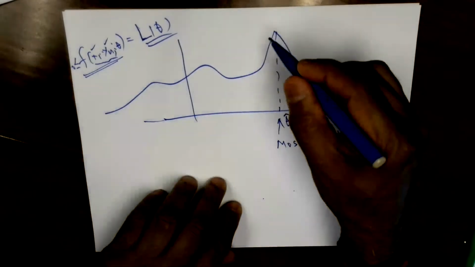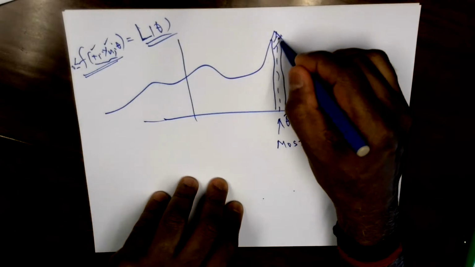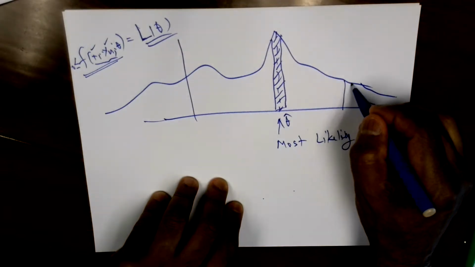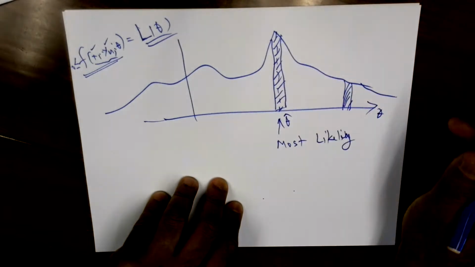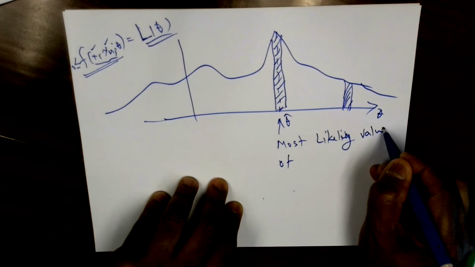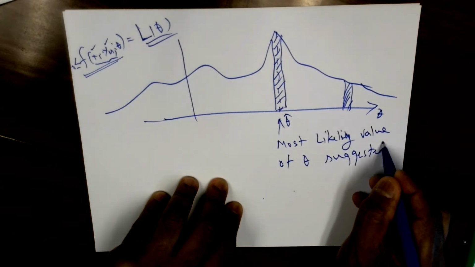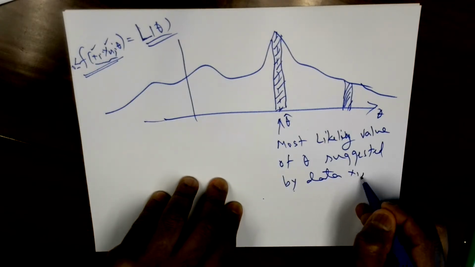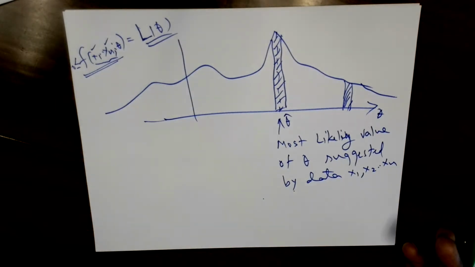has the maximum probability, because if I take a small region around that, this one is more than taking such a similar strip anywhere else. So the most likely value of theta suggested by the current data. Of course, if you make different measurements, you will have a different value. So that's the principle of maximum likelihood.